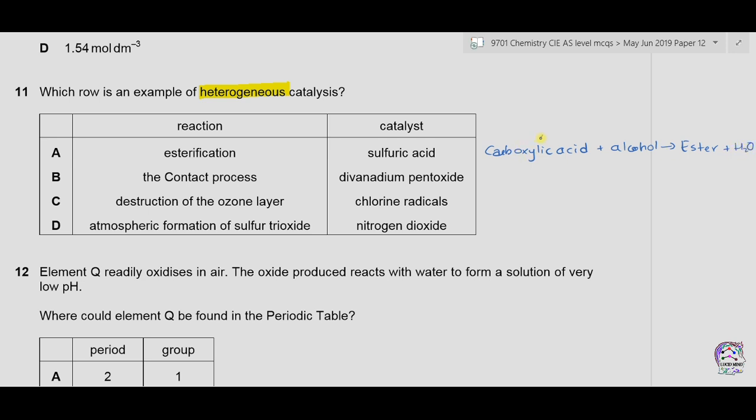So we can see the carboxylic acid is in liquid form, alcohol is in liquid form, ester and water are also in liquid form, and so is sulfuric acid. So therefore this is an example of homogeneous catalysis.